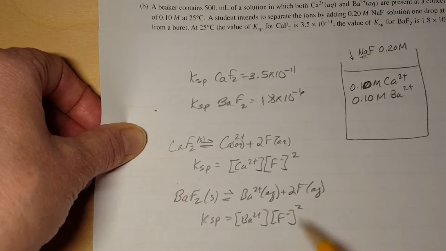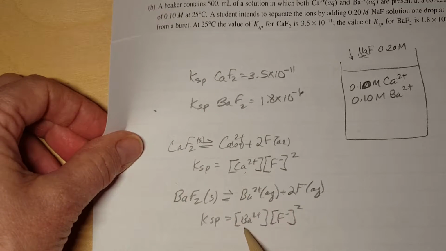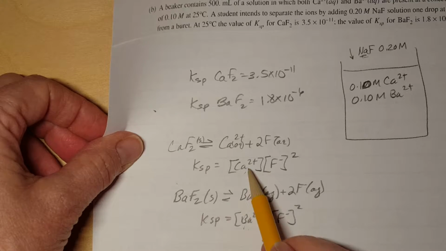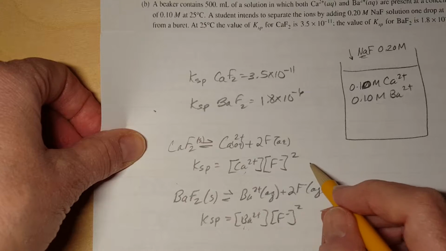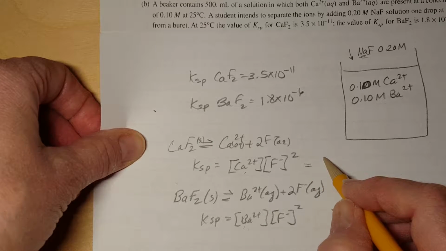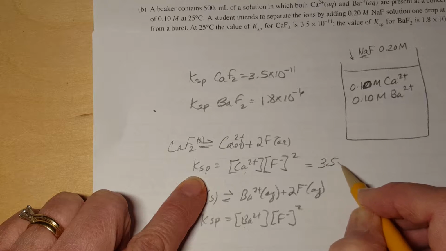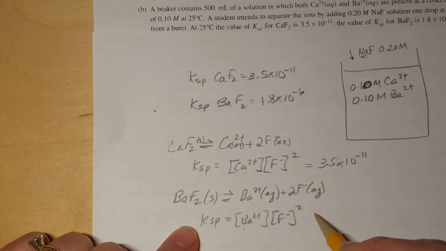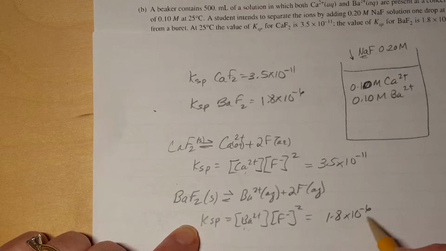So these equations are very similar, and we know that the calcium and the barium are both starting with 0.1 molar, and we're adding the same fluoride. So the question is, which one will precipitate first? The calcium fluoride KSP is 3.5 times 10 to the minus 11, and the barium fluoride KSP is 1.8 times 10 to the minus 6. Well, this is much larger.